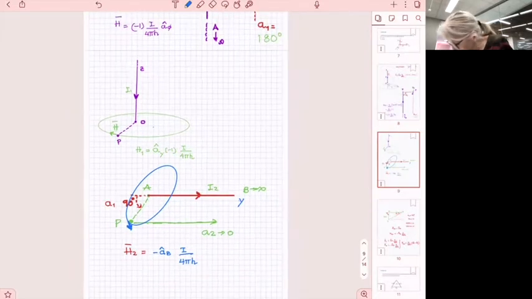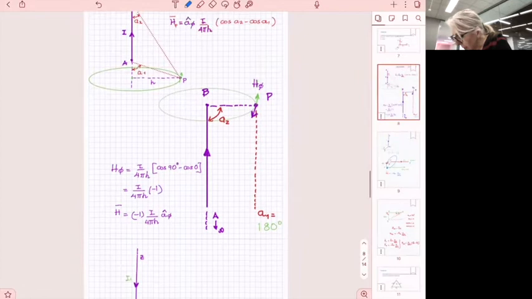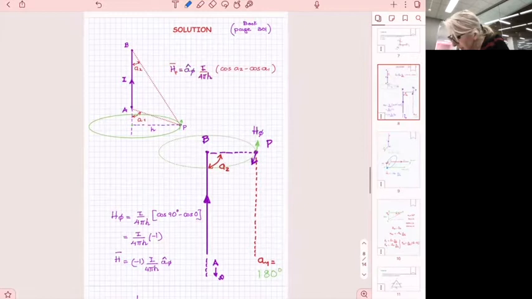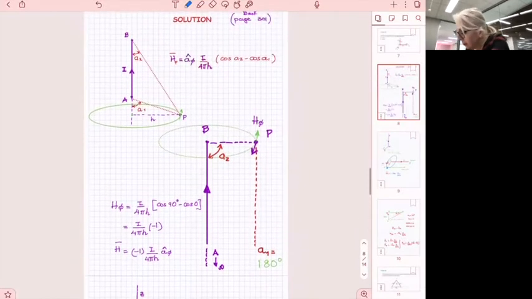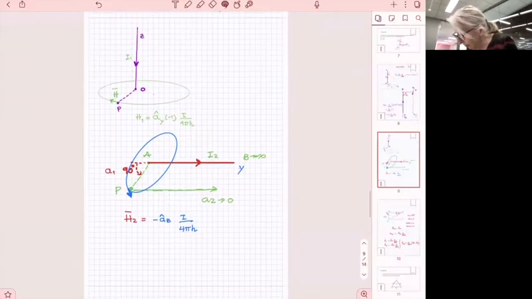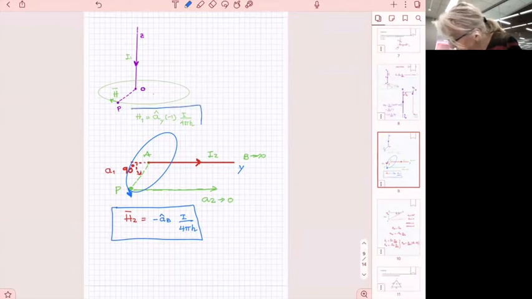Let me see the angles there, just to make sure. The first one, A1 here, is 90. So cosine A1 is going to be 0 up here. The second one, cosine A2, is 0, that gives 1, so that is correct here. So practically we have this one for H2 and this one for H1.